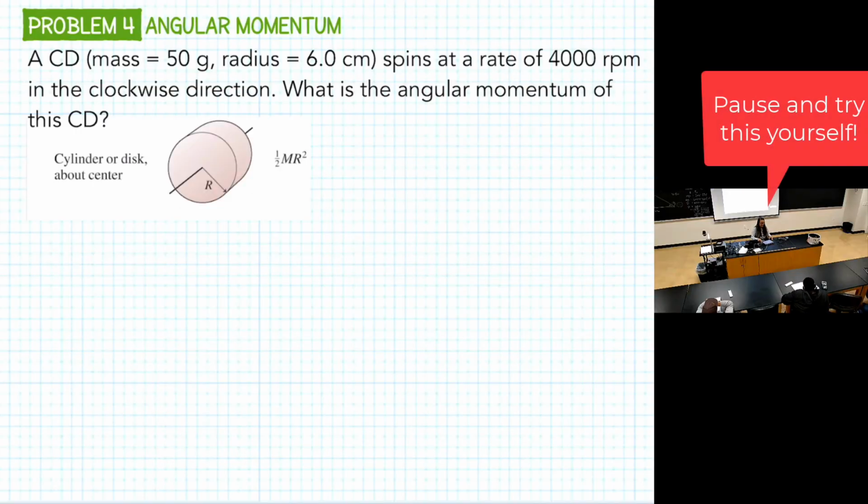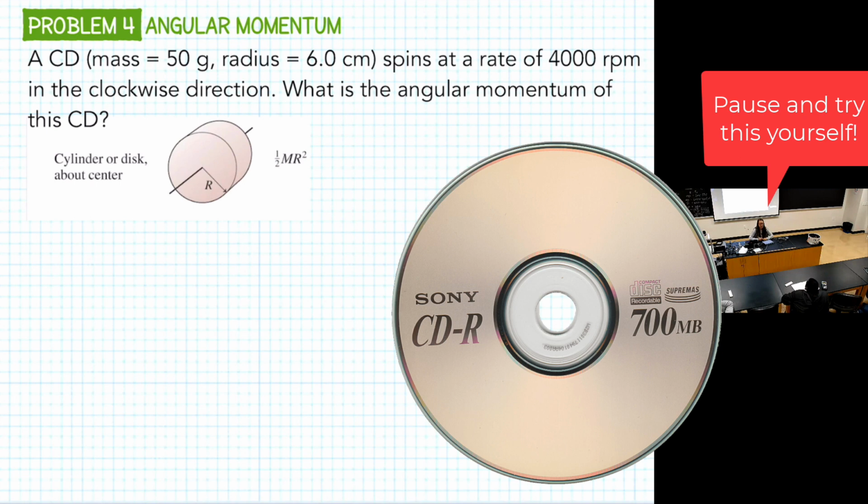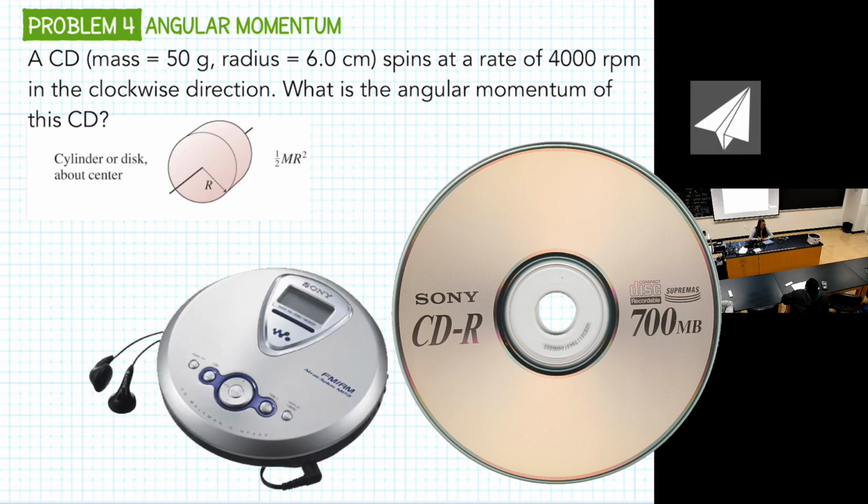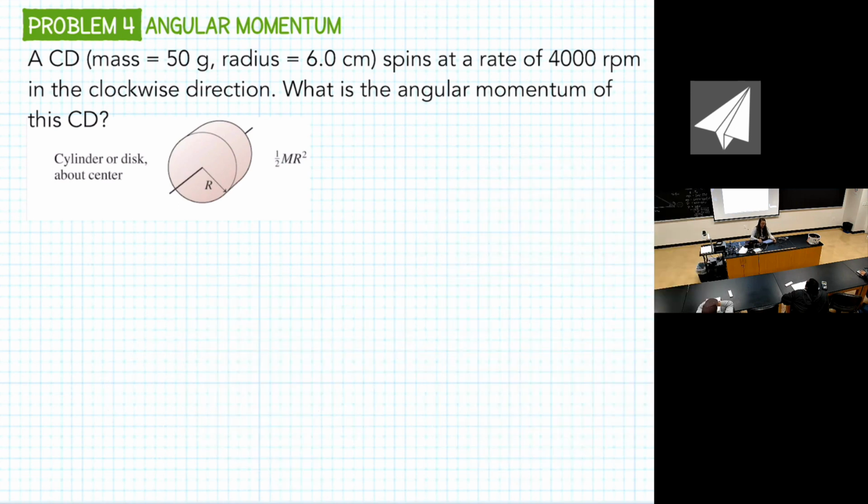Okay, so we have a CD. Do you guys remember what CDs are? Several of you? Okay, so we have a CD, and it's spinning at 4,000 RPM in the clockwise direction, okay? Now, clockwise, positive or negative? Negative. Okay, so we'll call that a negative angular speed or angular velocity, and we're obviously going to have to convert from frequency to angular velocity, and we want to know what the angular momentum is, okay?